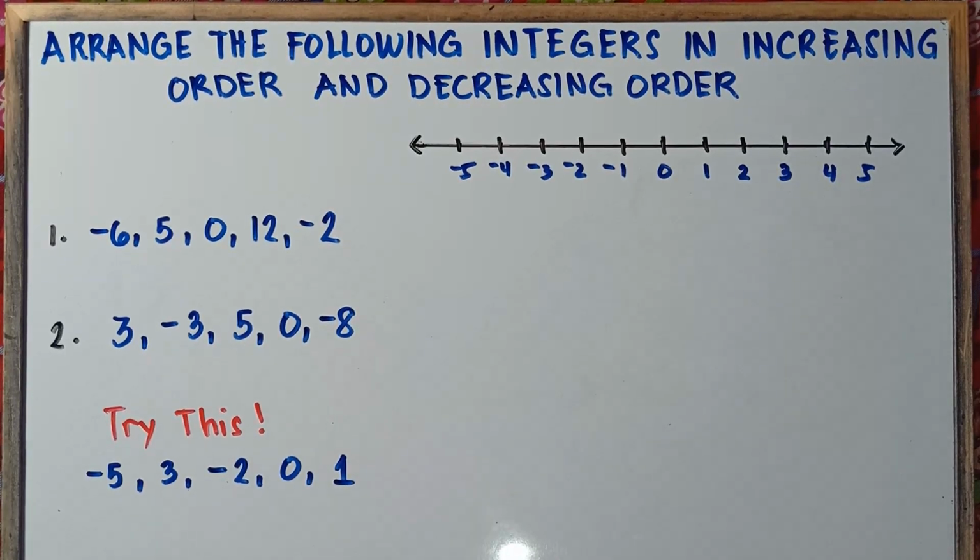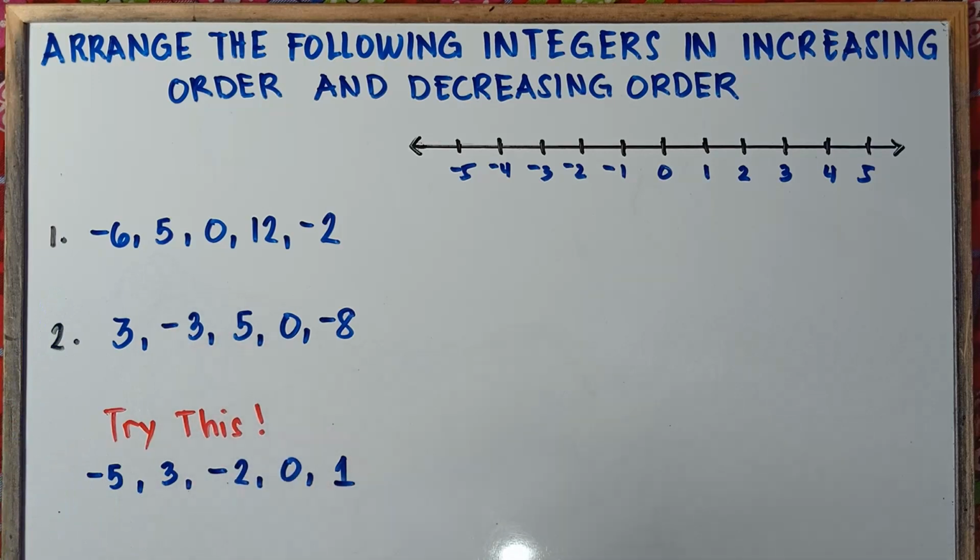Our topic for today's class is all about arranging the following integers in increasing order and decreasing order. So without further ado, let's do this topic. Now before we answer number 1 and number 2, class, you need to understand more with regards to the number line for you to answer this one easily.